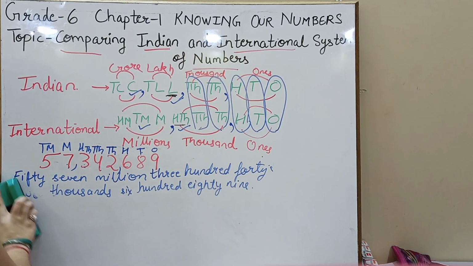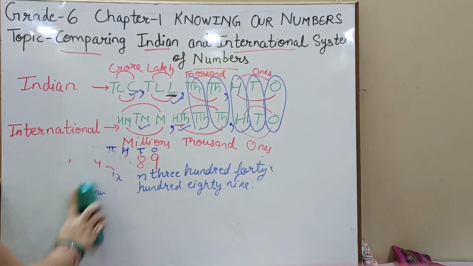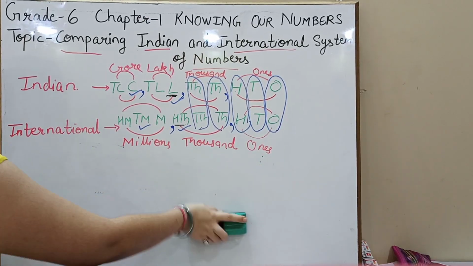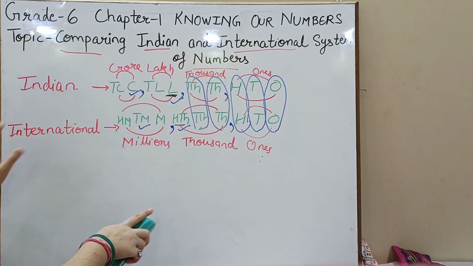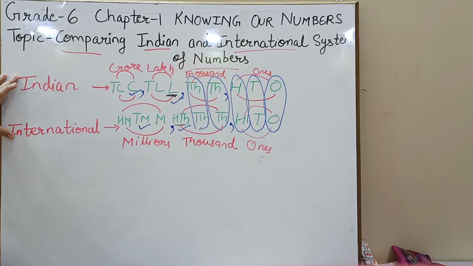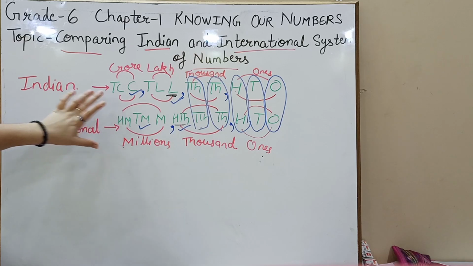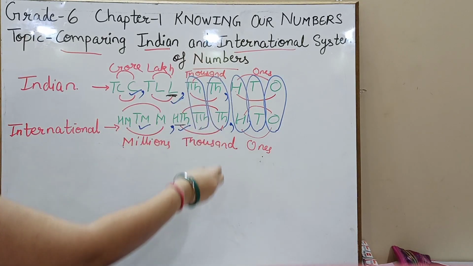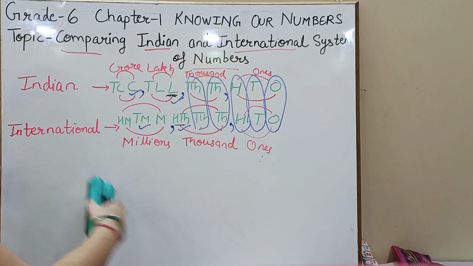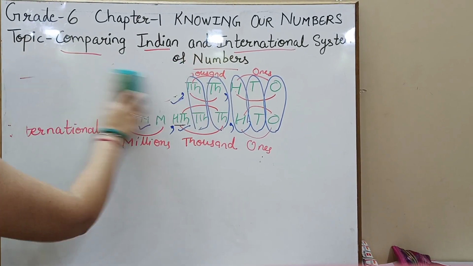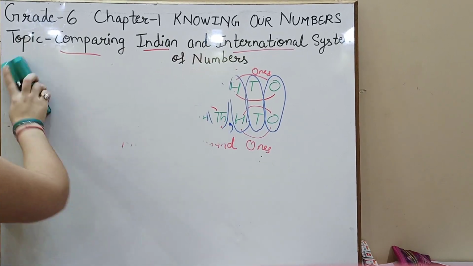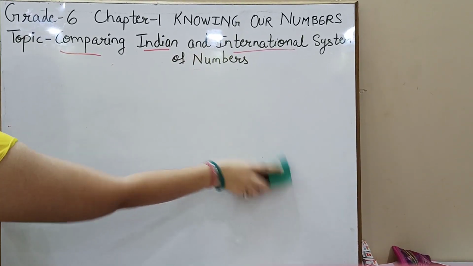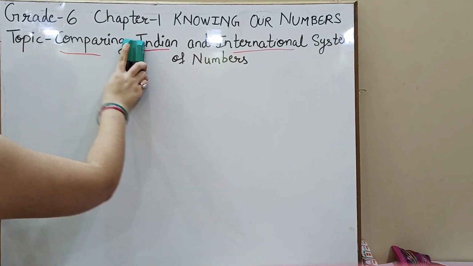Now, the next thing that we are going to do is how to find the expanded form of the given numbers according to Indian and international number system. I hope the comparison is very much clear to you. How to compare the Indian and international number system. Remember under which period they are lying and where to put commas. Now the next topic that we are going to start is expanding form of the given numbers according to Indian and international number system.